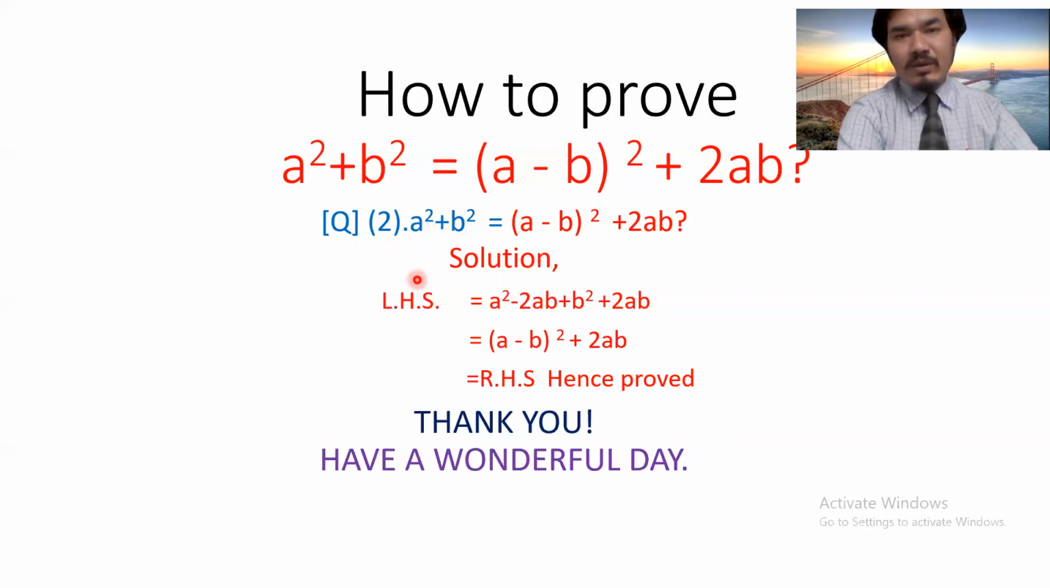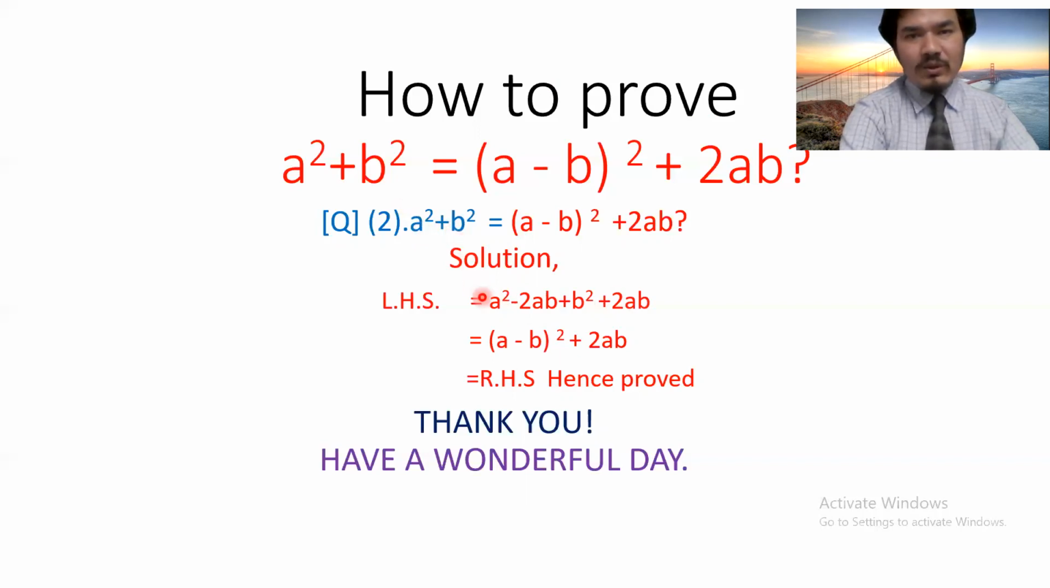In the left hand side, in this a square plus b square, we subtracted 2ab first, then we added 2ab back, because we need a minus b whole square here. We subtracted minus 2ab first, then added plus 2ab, because plus 2ab and minus 2ab mean 0. Minus 2ab plus 2ab will be cancelled and it will be 0, and the remaining will be a square plus b square, which is just the left hand side.